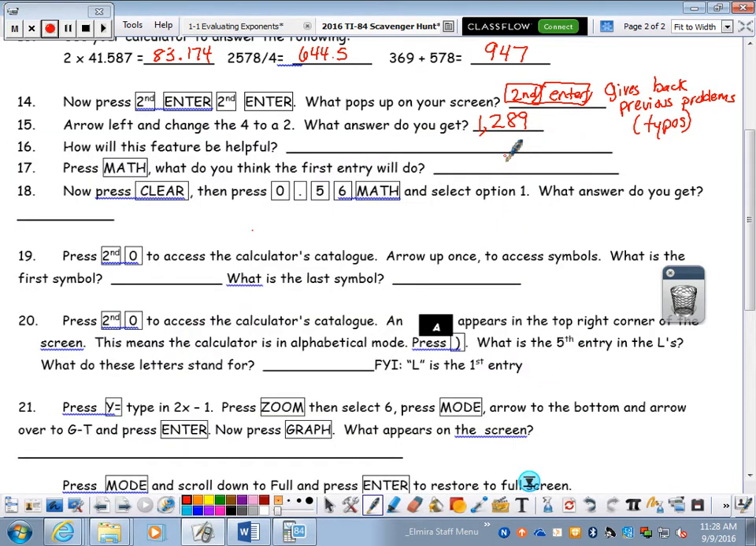How will this feature be helpful? Again, typos. Or if you're doing repeated calculations. Okay, if you're going to sub in a whole bunch of different numbers, the same operation but sub in different numbers, that's one possibility. Okay, press the math key.